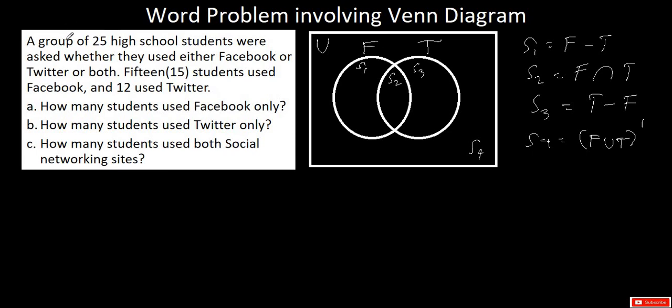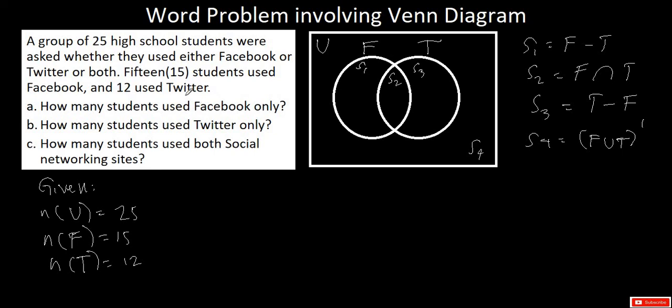So we have here the group of 25 high school students. So this given represents the universal set of 25 high school students, and the cardinality is there are 25 high school students. Then we have another given, the set of students who use Facebook. There are 15 students who use Facebook, so N of F is equal to 15. And the cardinality of students who use Twitter, there are 12 students who use Twitter. Okay, so these are the only given in the problem.